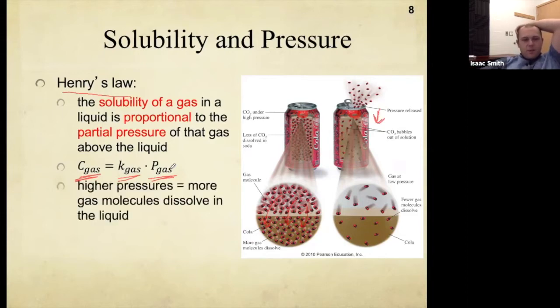Okay, so higher pressure, right, as P goes up, you would expect C to go up, right? So your solubility increases as the pressure increases.